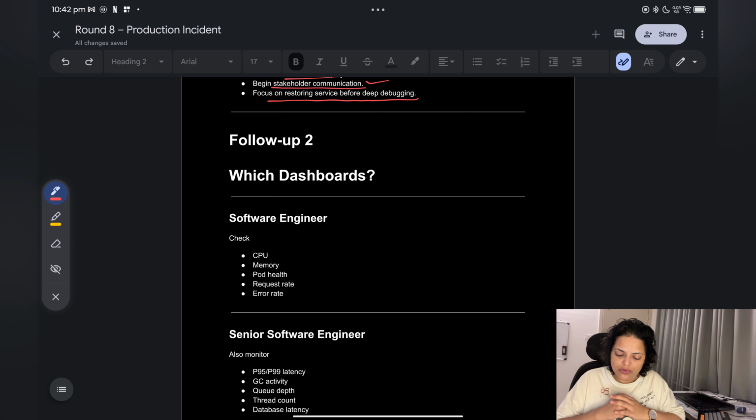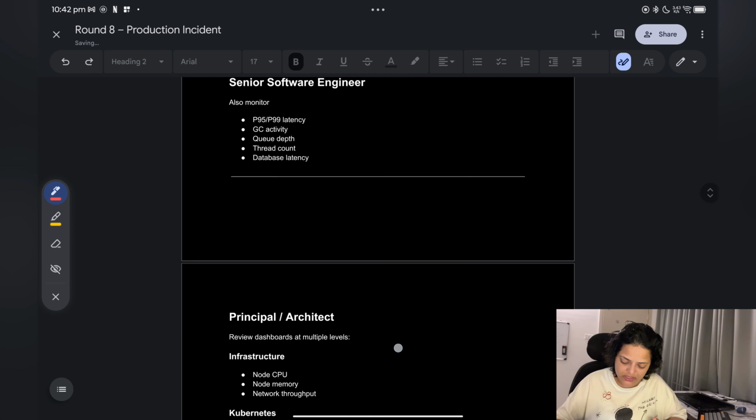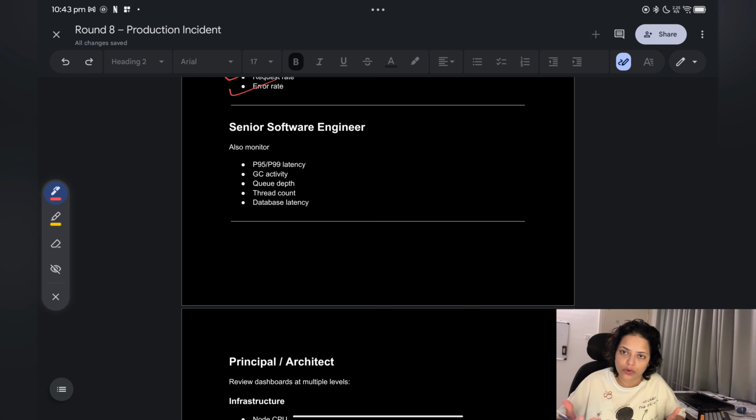Now follow-up question 2 is: which dashboard will you be checking? Different roles will check different dashboards. For example, a software engineer will check CPU, memory, pod health, request rate, and error rate. Then a senior software engineer will also monitor percentile 95 and percentile 99 latency, then garbage collection activity, queue depth, thread count, and database latency.